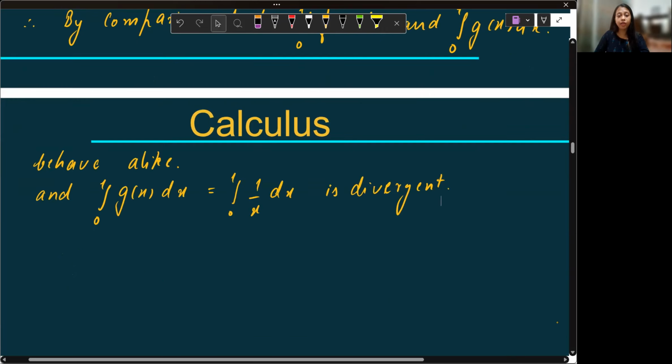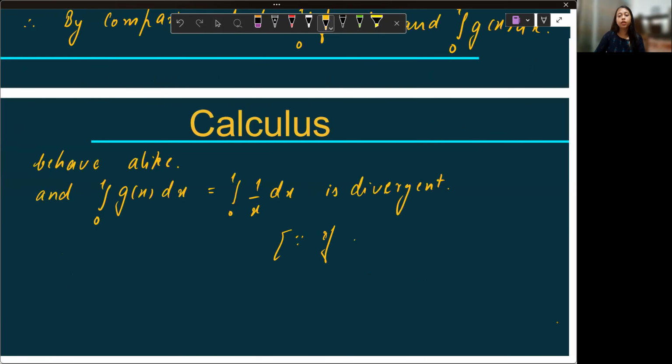Why? Because for the p test, here p is equal to 1, right? Usually there is confusion when p is greater than 1, whether it is convergent or divergent. But for p equal to 1, it is always divergent, whether it is the case of the series or the integral you are considering. So whenever you have 1 by x to the power p dx, where p is 1, that means it's divergent.